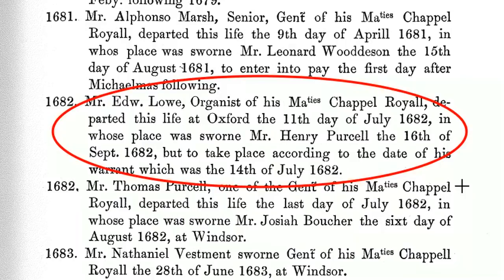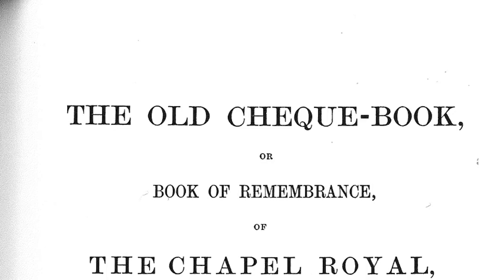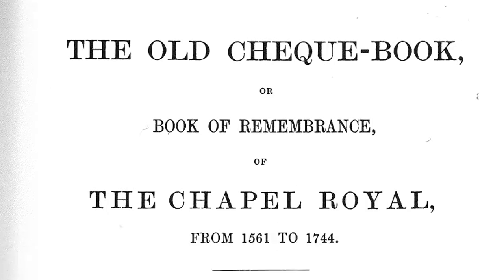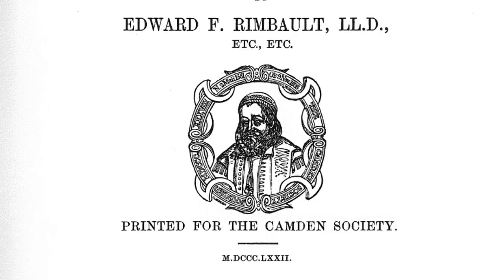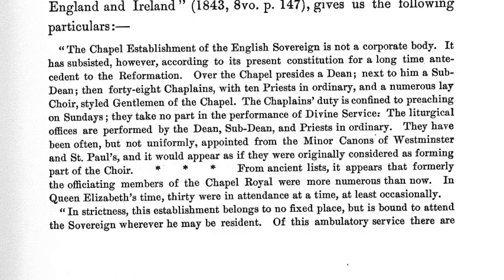The front matter of this volume includes 2 introductions. The first is an introduction to the Da Capo reprint edition of 1966. Da Capo Press is a publisher that specializes in reprint editions of music-related texts. Then, along with the title page of the new edition, there is the title page of the original 1872 edition, along with Rimbaud's original introduction to that edition. There's also a table of contents.